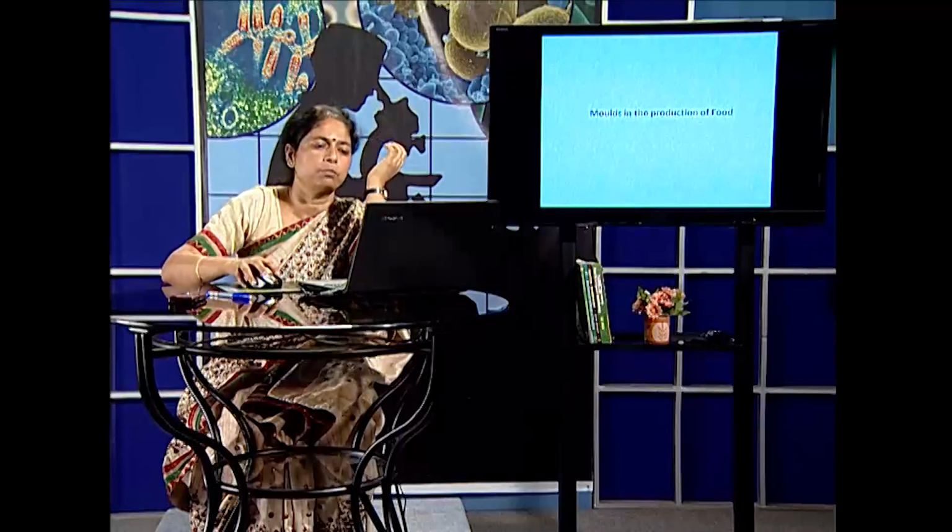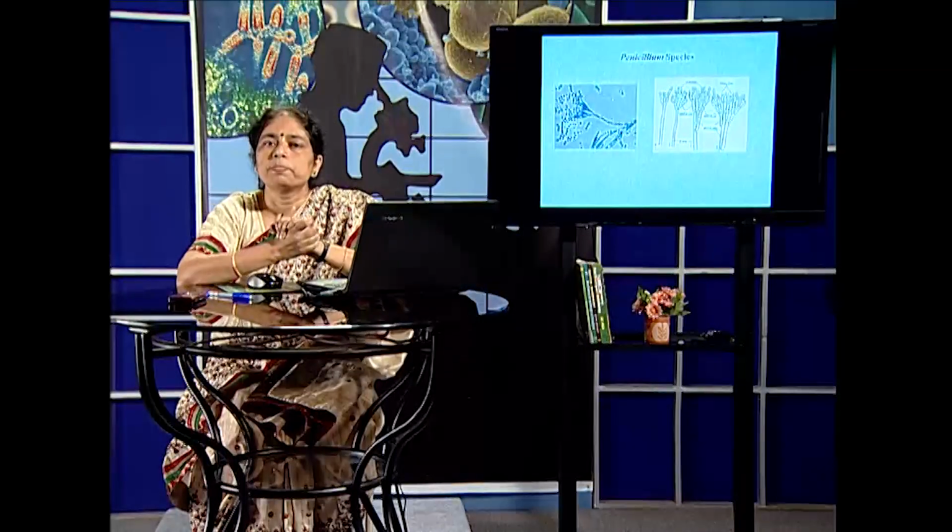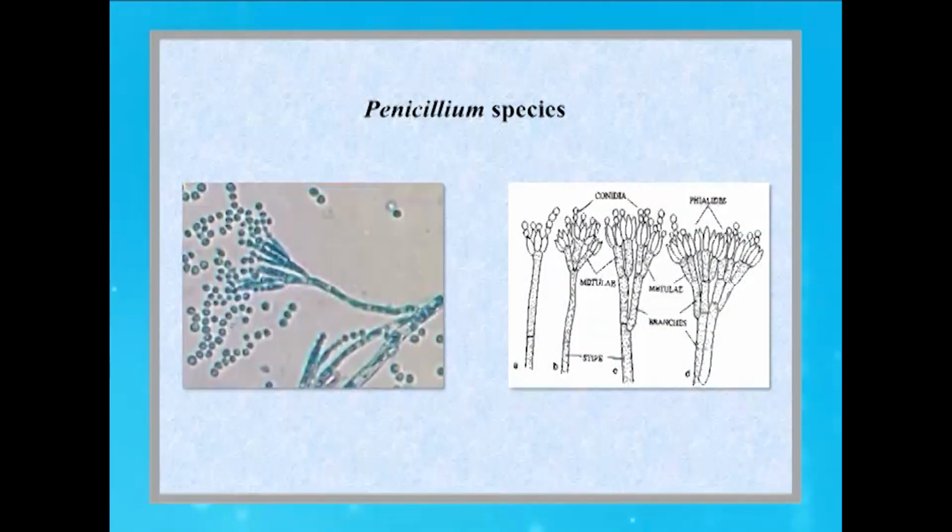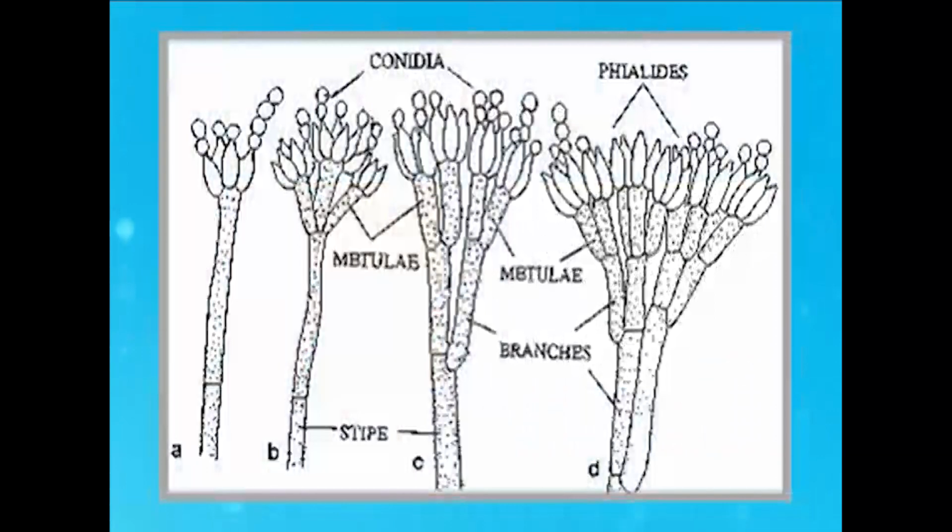Now let us go into the use of these molds in the food industry. We say that molds are not only the ones which contaminate our food, but they are also the ones which can be exploited by humans in the food industry for the manufacture of many food items. The first mold I am going to talk about is Penicillium. There are many species of Penicillium, but the generalized structure of Penicillium is like a broomstick. Here you can see in this picture, there is the presence of phialides which are swollen structures, and at the tip of the phialides there is the presence of conidia, or the spores.